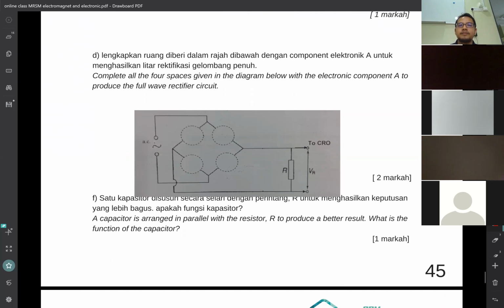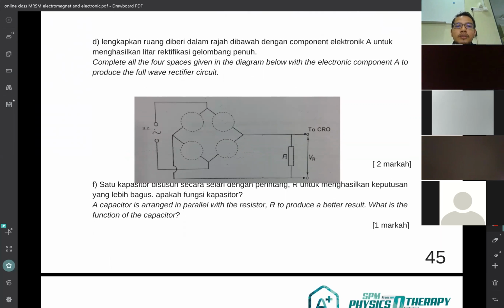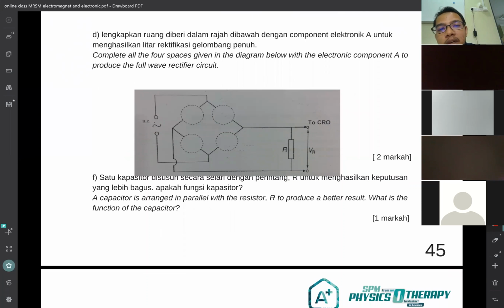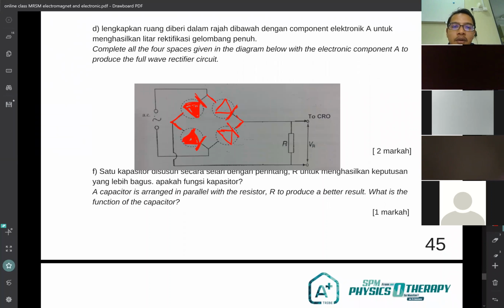So this one, complete all four spaces given in the diagram with electronic component A to produce a full wave rectifier circuit. So full wave, you need 4 diode. Remember the arrangement is like this. Okay. Mula-mula dia dua-dua tak pandang diri masing-masing. Okay, dua-dua tak pandang. Then bertemu kembali. Okay, dia macam berpisah, bertemu kembali. Okay, drama Melayu sangat. Right? So that's arrangement of the diode.